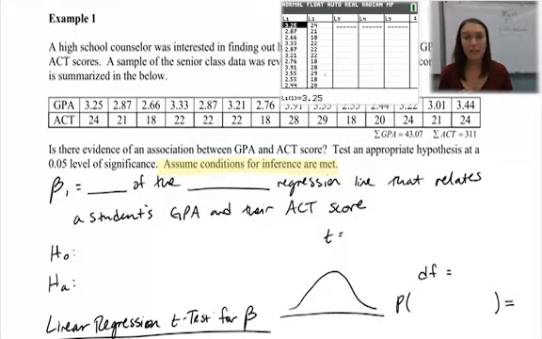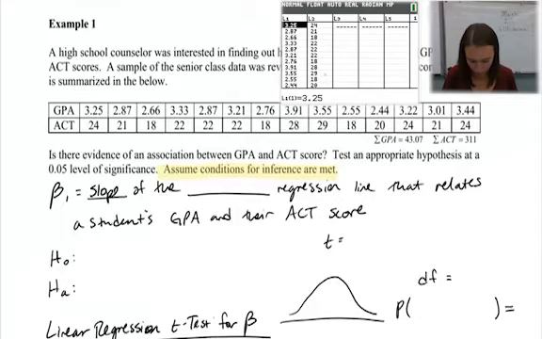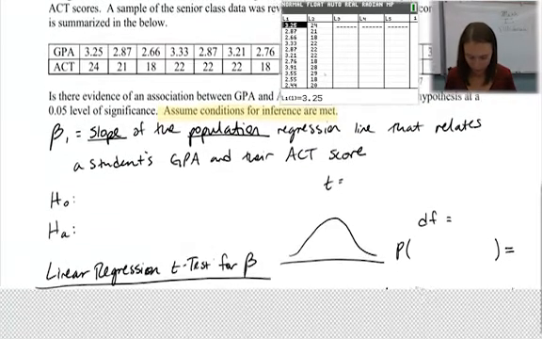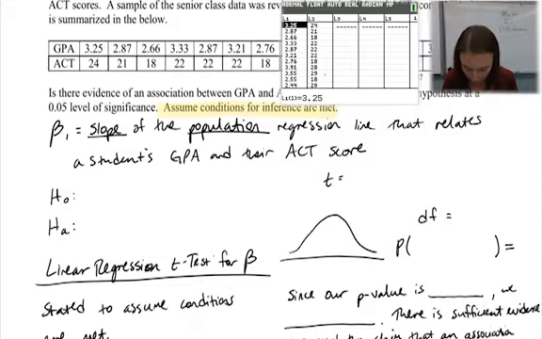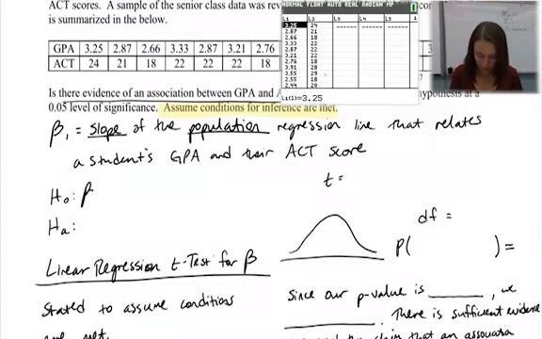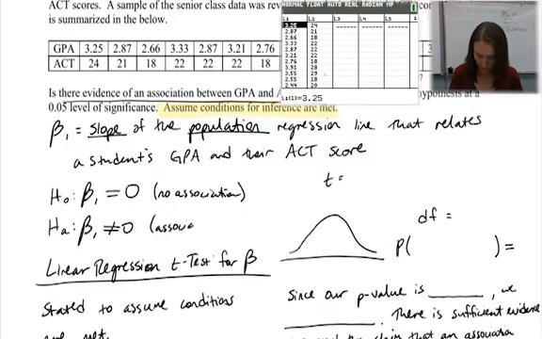So the first thing we want to do is define our parameters, just like any of our other tests. So beta sub 1 is the slope of the population regression line that relates a student's GPA and their ACT score. For our hypotheses, is there evidence of an association between the two variables? It's not asking specifically if it's a positive or negative association, it's just asking if there's an association. So we have the null, beta sub 1 is equal to 0, which would be no association, and the alternative, beta sub 1 not equal to 0, which means an association would exist.